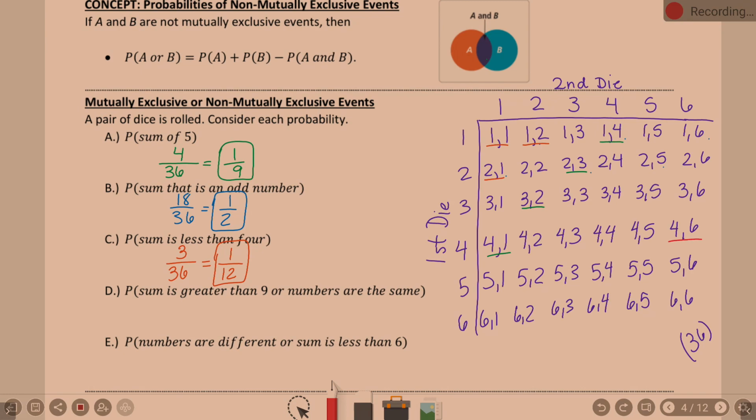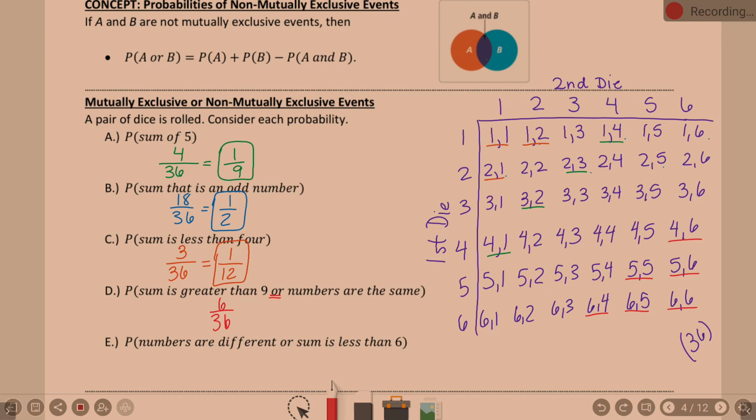Okay. Can we talk about 4 and 6? Yes. Here's a check: my biggest sum on this row is 7, on this row is 8, on this row is 9. Here we're at 10. What else is greater than 9? 5 and 5, 5 and 6, 6 and 4, 6 and 5, 6 and 6, 4 and 6. How many is that? 6 out of 36.